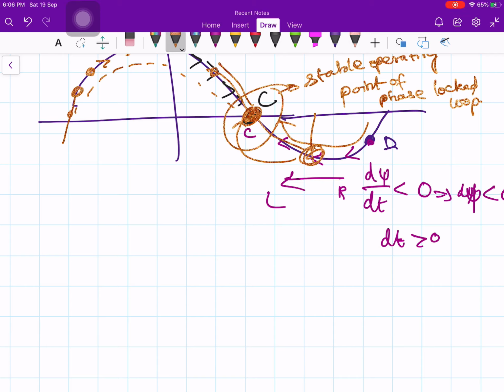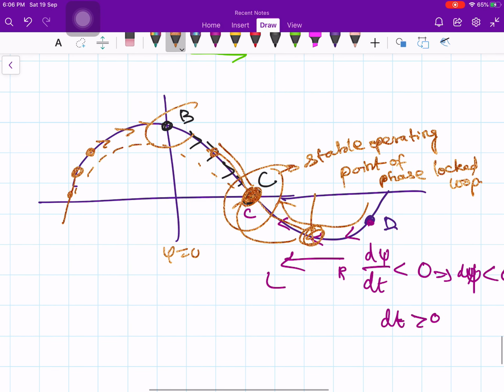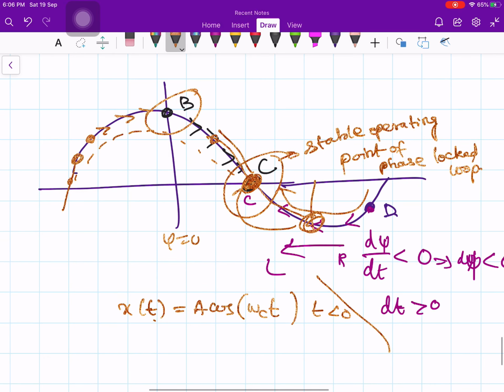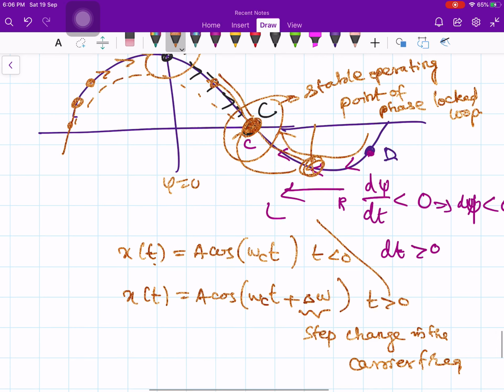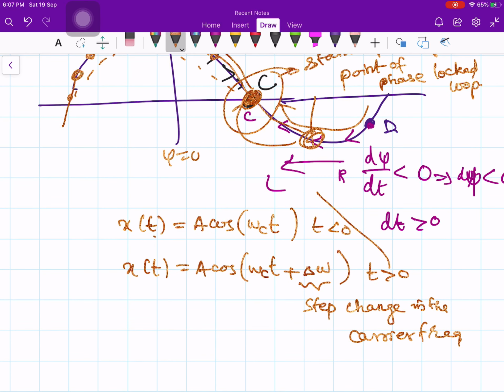When you start with psi equals 0, that means point B, it will not stay at psi equals 0 because of the step change in del omega. Even in your carrier frequency, if you recall, I said in the last lecture, x of t is equal to A cos omega c t for t less than 0. Then your modulated signal x of t is equal to A cos of omega c plus delta omega t for t greater than 0. Therefore, a step change in the carrier frequency. Because of the step change in the input frequency, it will try to reach a point where there is a steady state error or phase error.